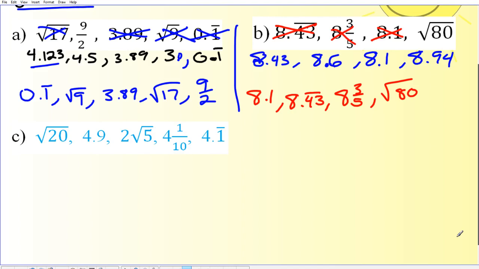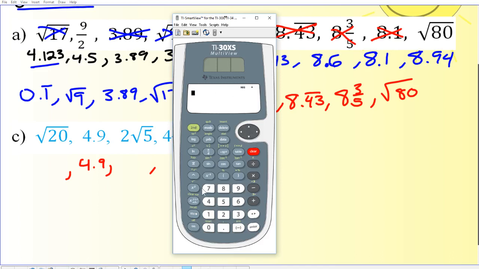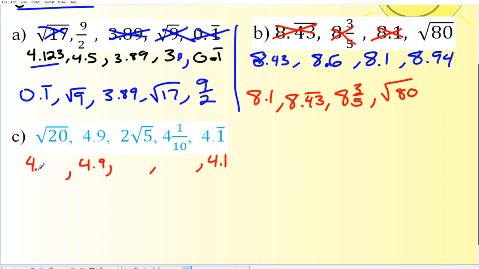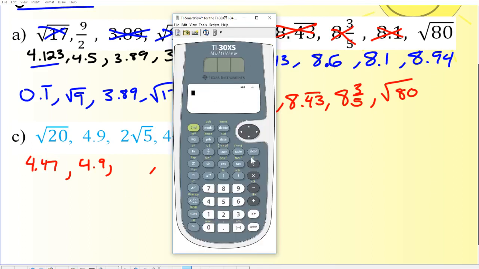Alright. So, decimals. This is 4.9. This is 4.1111. And the other ones are not quite as easy, so let's see here. Square root of 20 is 4.47. Okay, 4.47. All right. 2 square roots of 5. 2 times the square root of 5 is 4.7.